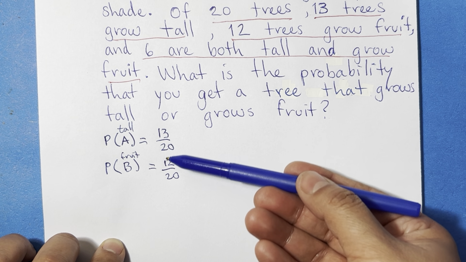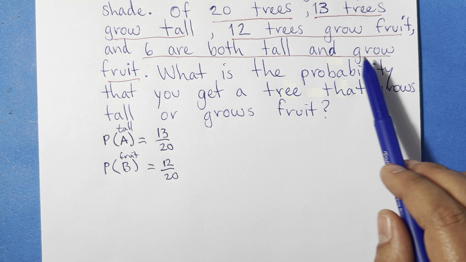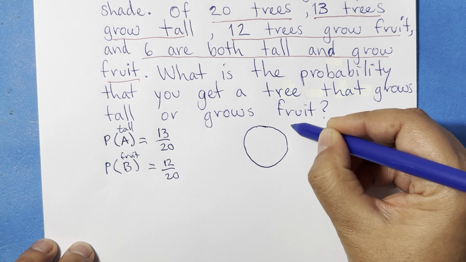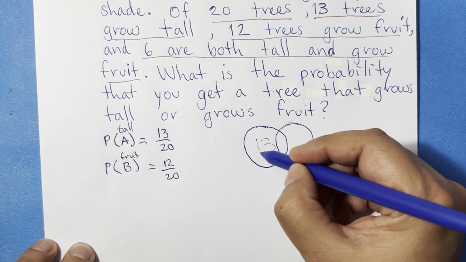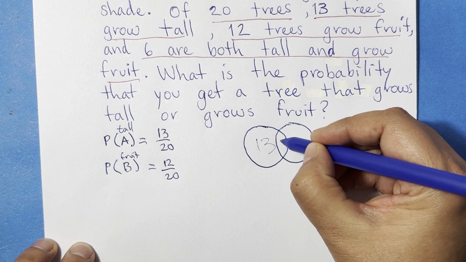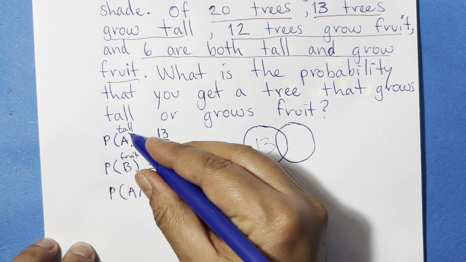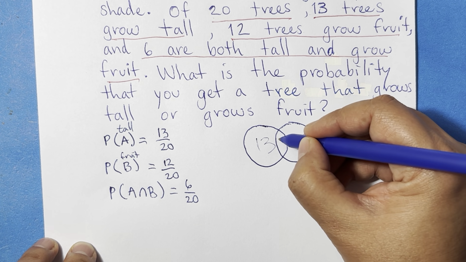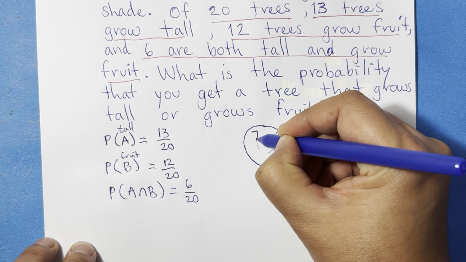Then sometimes people get confused: oh, 13 plus 12, that's 25. Remember that 6 of those are both tall and grow fruit. That means that those are overlapping. So that's what this would look like. It's like when we erased the 5, we have 13 in all this circle, but we take some of those and put them in here because the probability of both A and B, meaning being tall and having fruit, is 6 out of 20. That means that out of these 13, 6 go here and the rest are here. So in reality, in this section, it will be the 7.